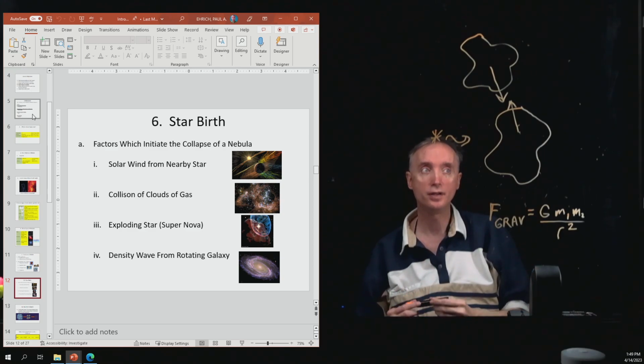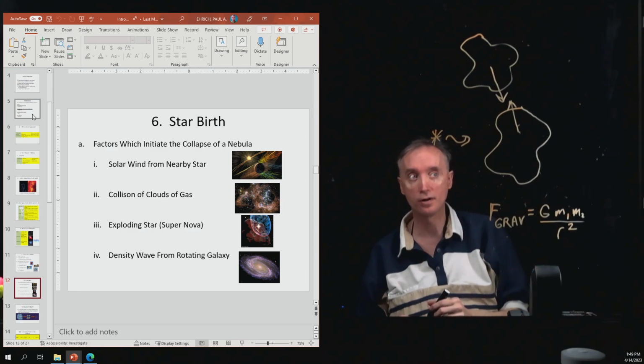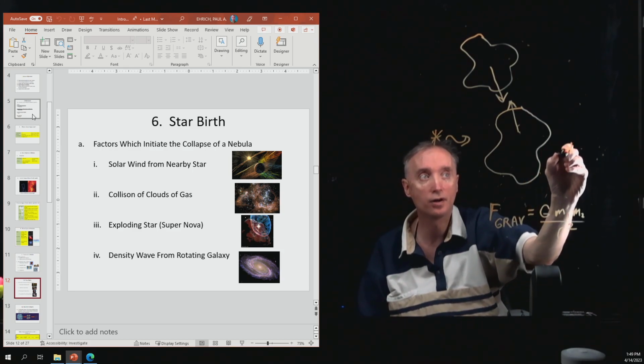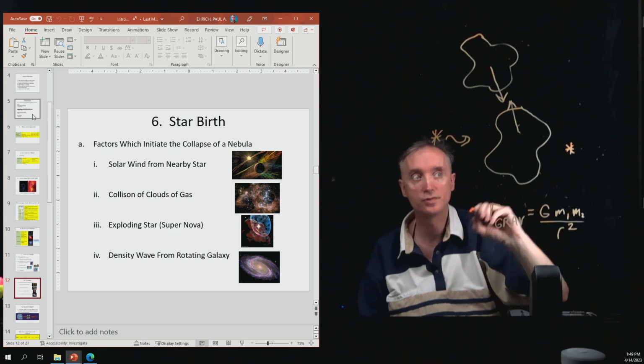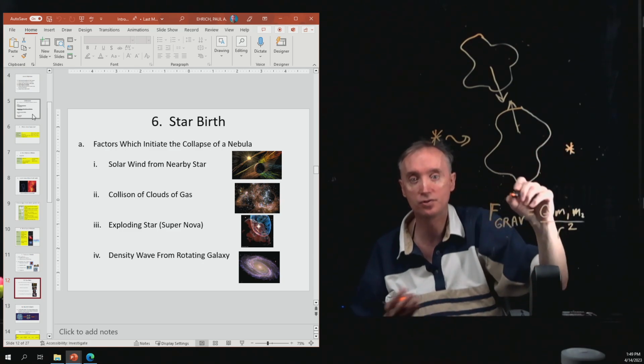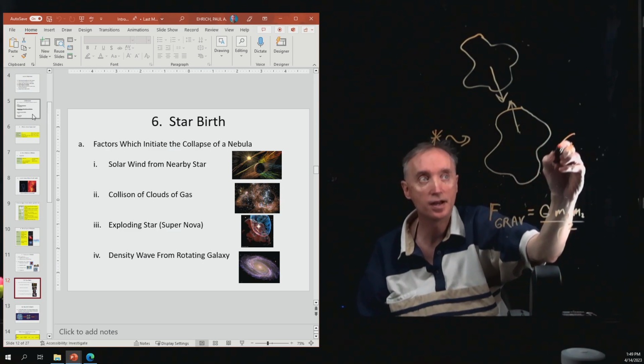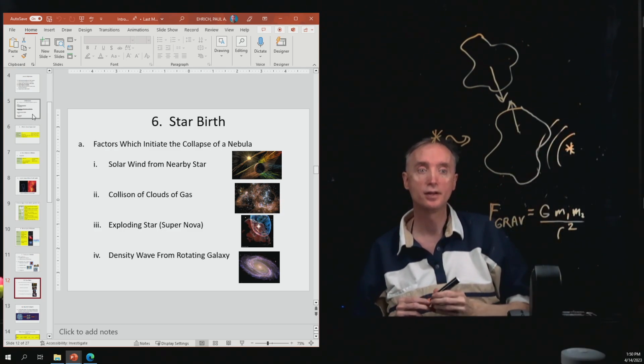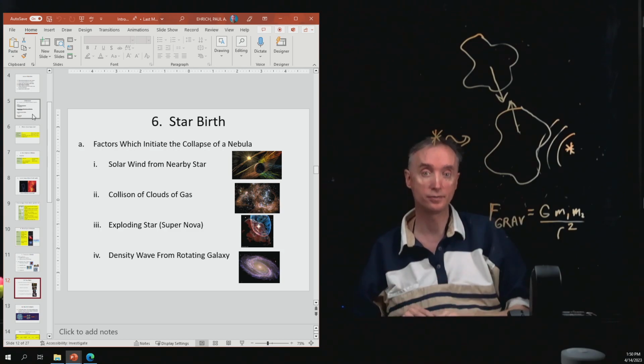Okay, another one is an exploding star. So over here, maybe you've got another star that blows up. When it blows up, that's called a supernova. It sends out a shock wave, and when that shock wave hits that cloud, it can compress it.